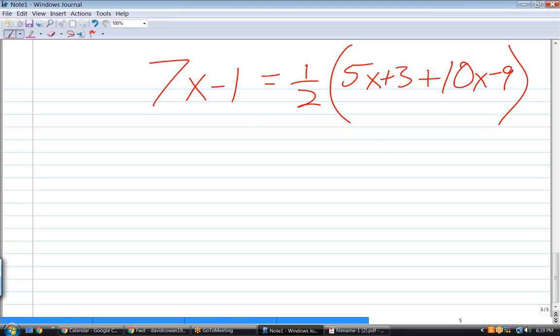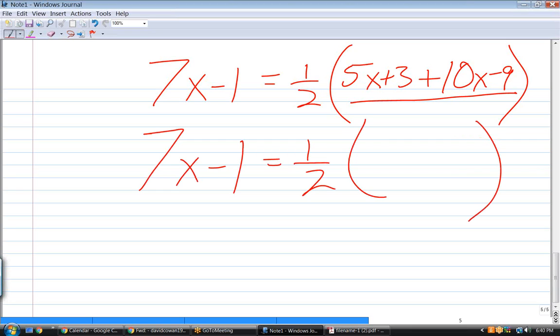So it would be 7x minus 1 is equal to 2.5x plus 1. Hold on. First of all, we're getting rid of that. Simplifying that only. All we're doing is getting rid of the parentheses. Let's not change any other thing, because I want to do it step by step. So it would be 7x minus 1 is equal to 1/2 times 2.